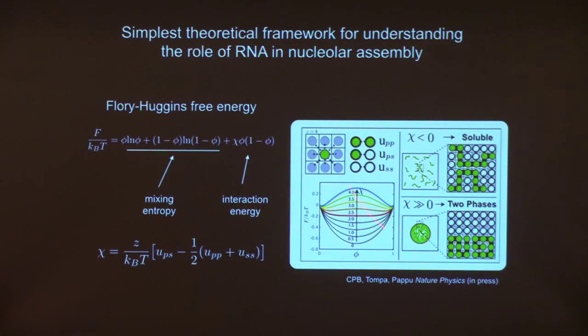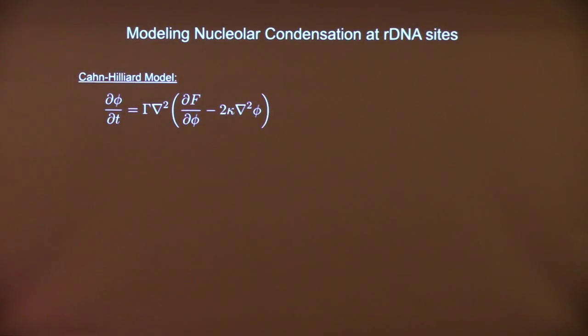You can see that in this schematic. From here, chi equals 0 is just entropy. And then with larger chi, you start to get this double well shape, and you drive phase separation. This is just a review that we wrote that goes over some of that. Okay, so that tells you whether or not you're going to phase separate.